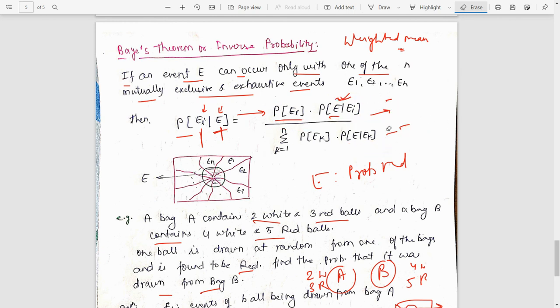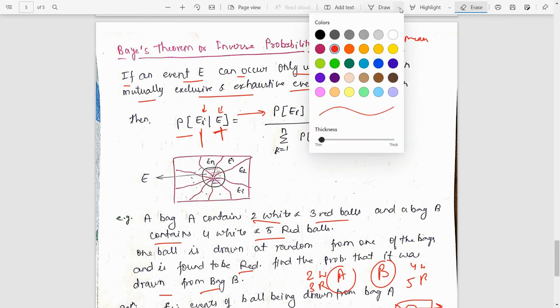If you don't understand this, just remember how to calculate it, and that is also fine, as you can solve each and every question. But if you do understand it, obviously it's good.